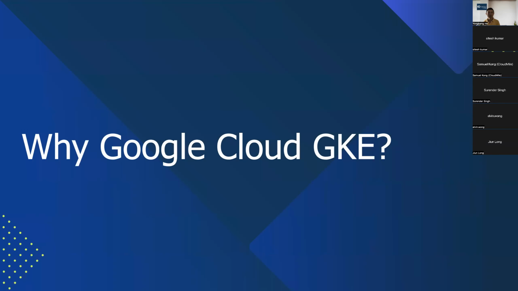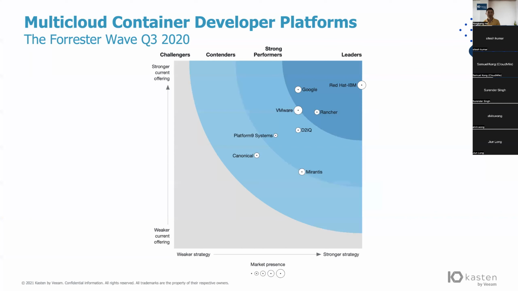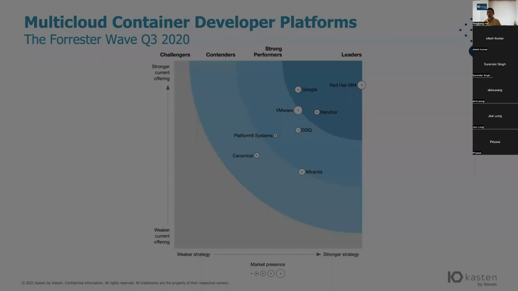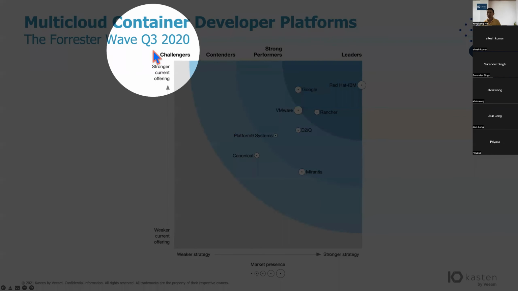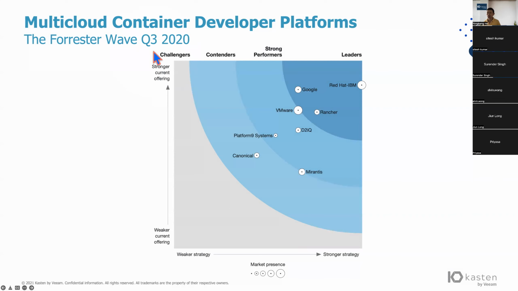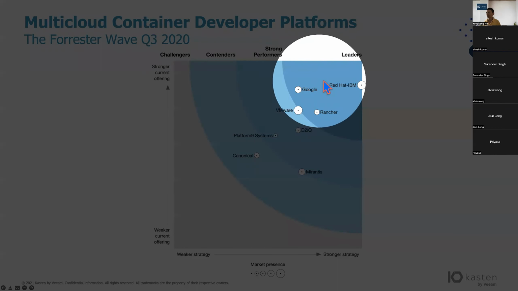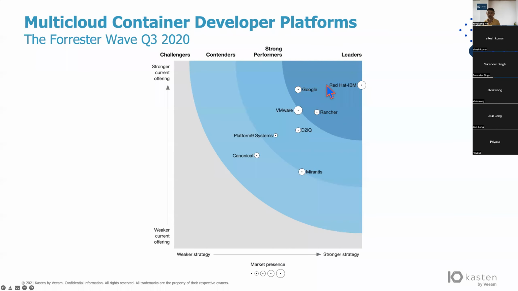Let's get started. The first section: why Google Cloud GKE. I'm not sure if you are all aware, but Google Cloud is a clear leader in terms of the multi-cloud container development platform. That is based on the Forrester Wave research. I don't have the latest update from last year, but that is from Q3 2020. You can see Google is a clear leader together with Red Hat and Rancher.